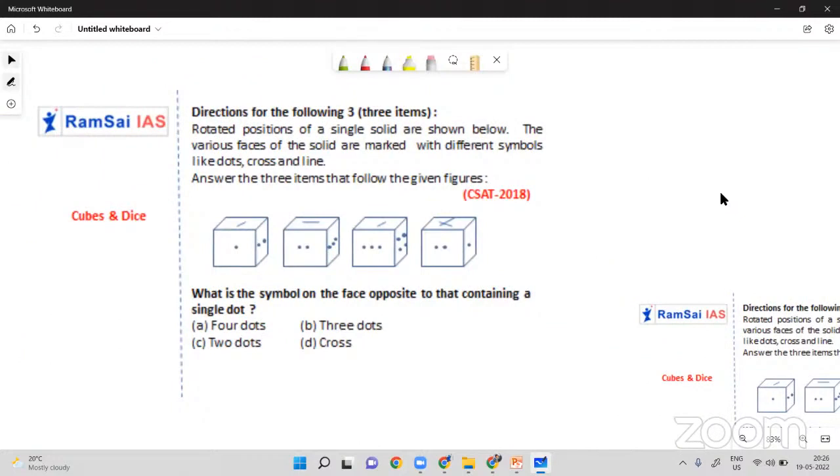Okay, now directions for the following three items. So there are three questions followed by this. So take 1 minute, analyze the question. You try to answer the first one. Your time starts now.